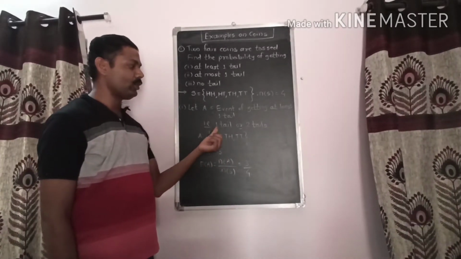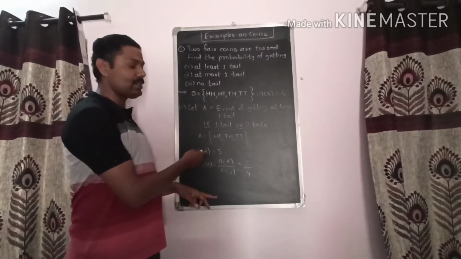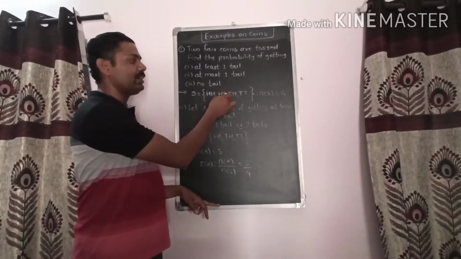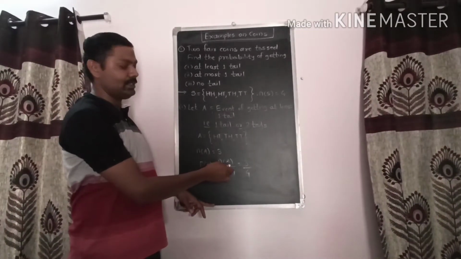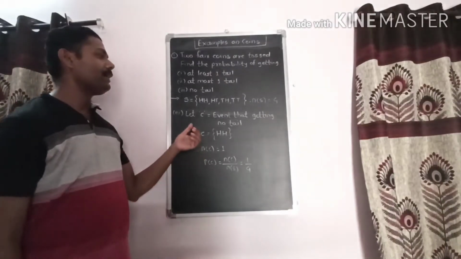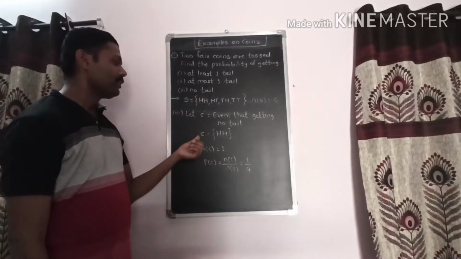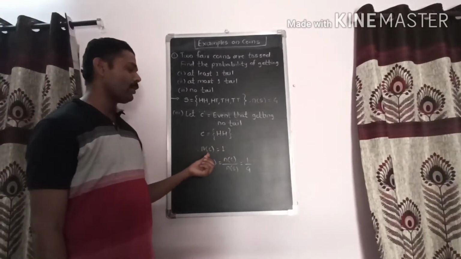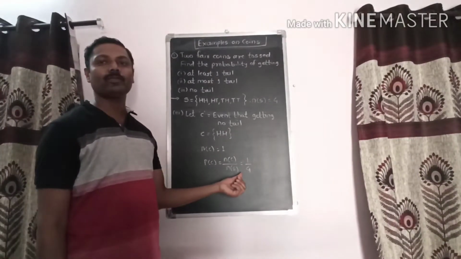Therefore A is equal to, we have to select the options with one tail or two tails. Those are HT, TH and TT. So n of A is 3 and P of A is n of A divided by n of S, which is 3 upon 4. Let C be the event of getting no tails. No tail means zero tails. So C is equal to HH, only one option. So n of C is 1 and P of C is n of C divided by n of S, which is 1 upon 4.